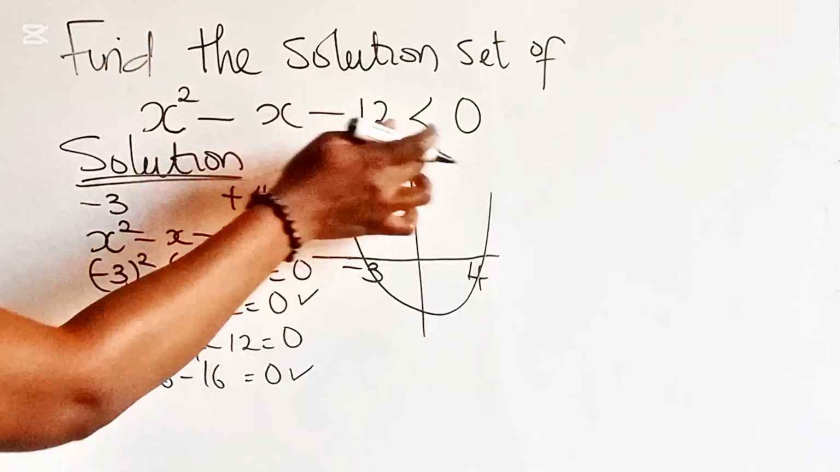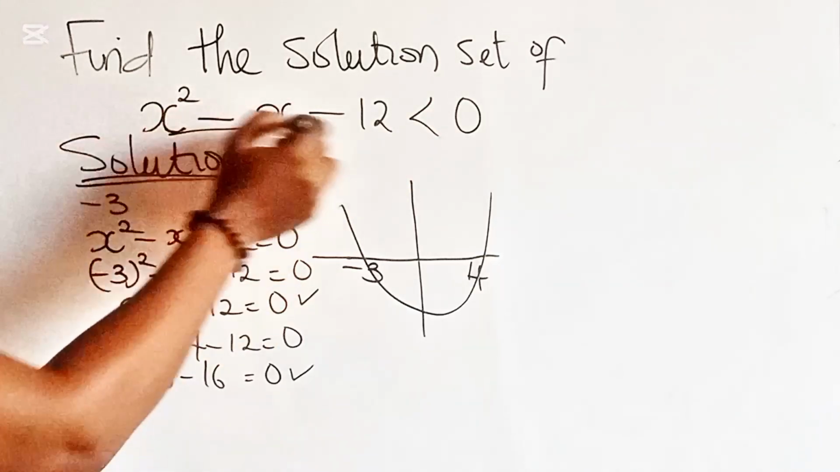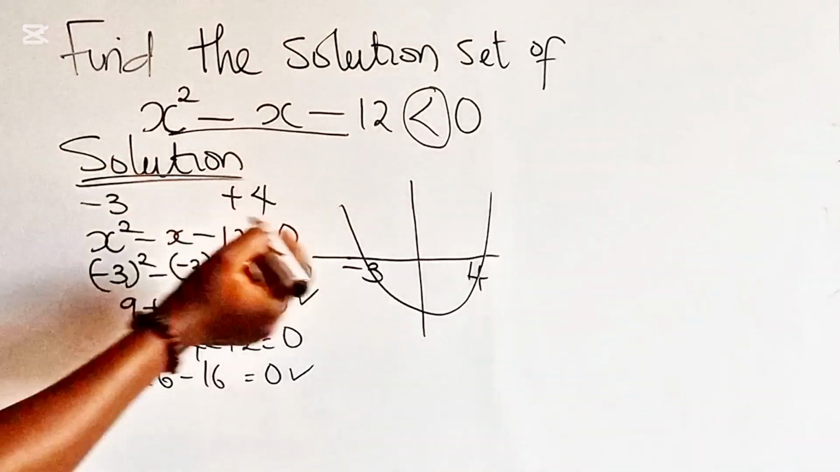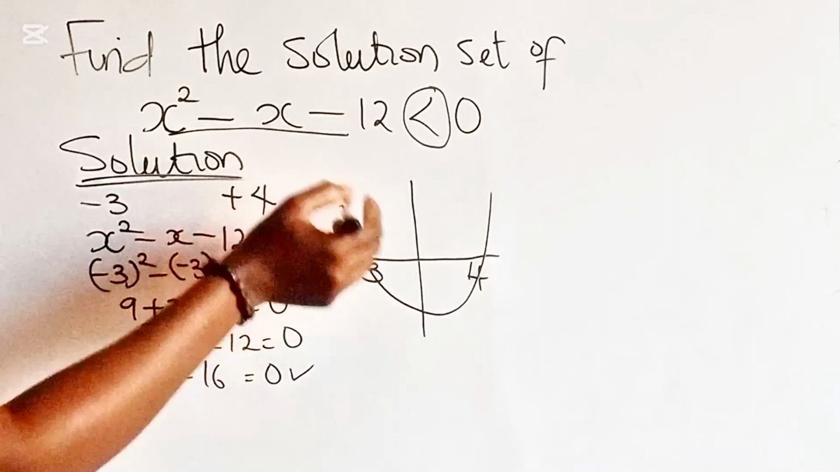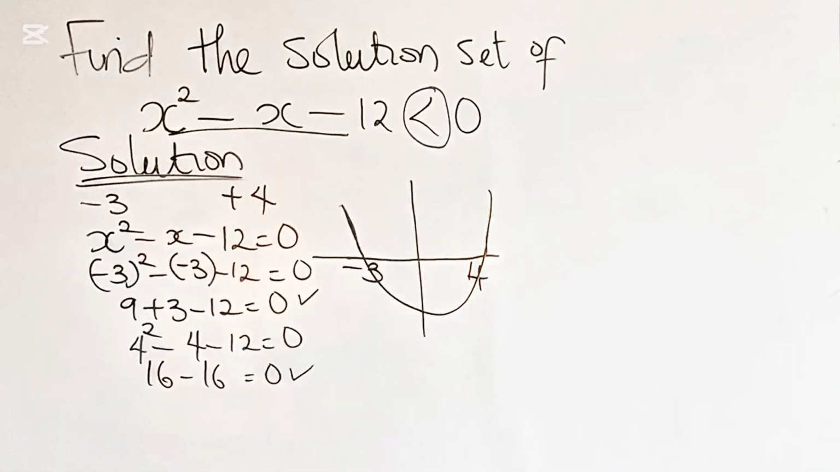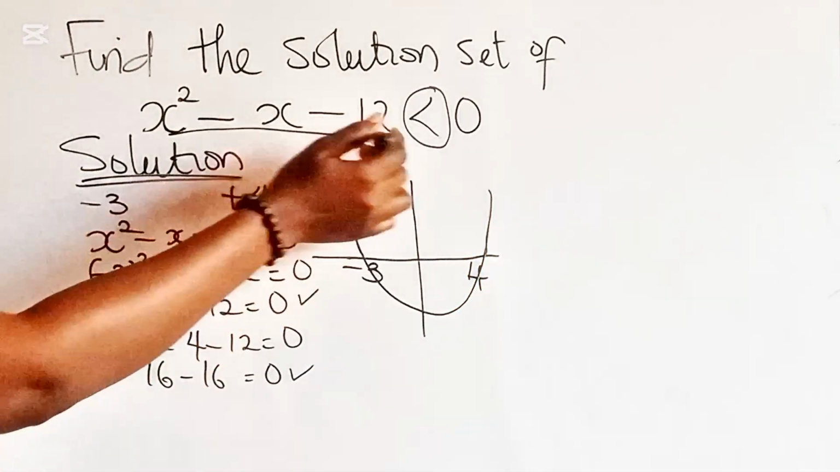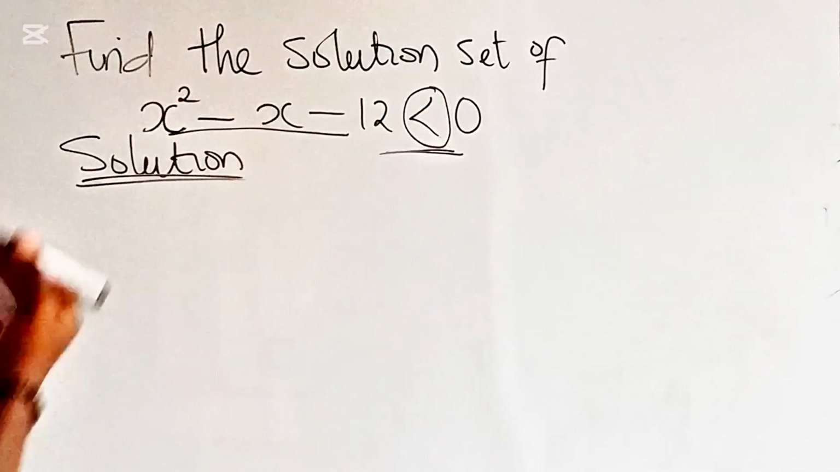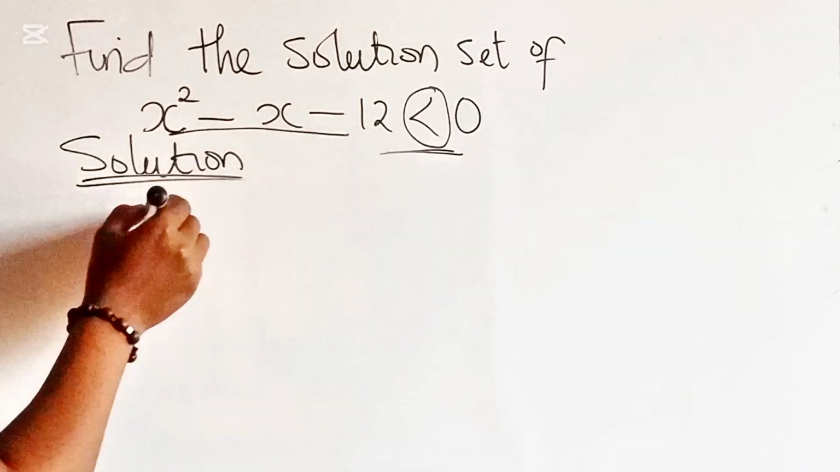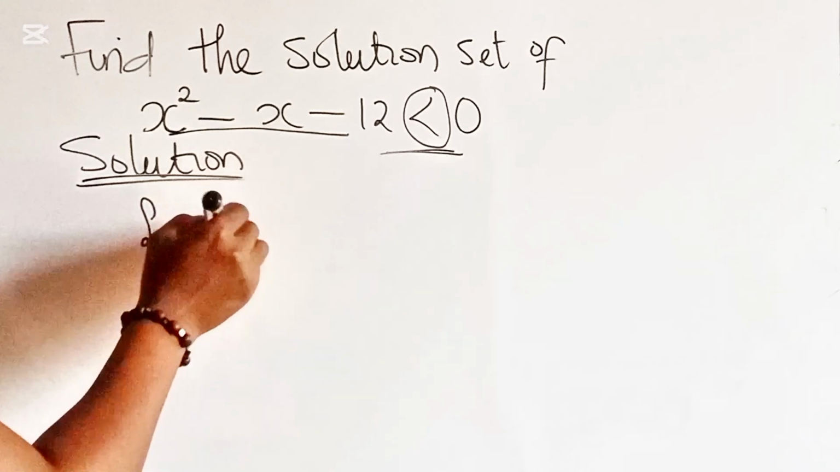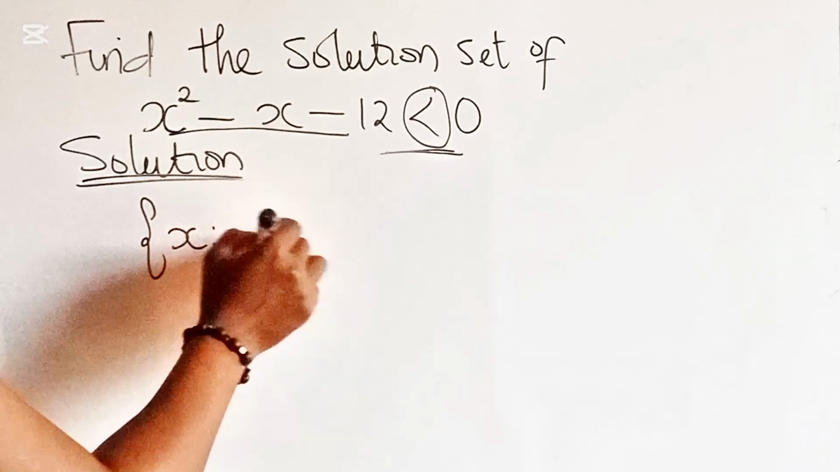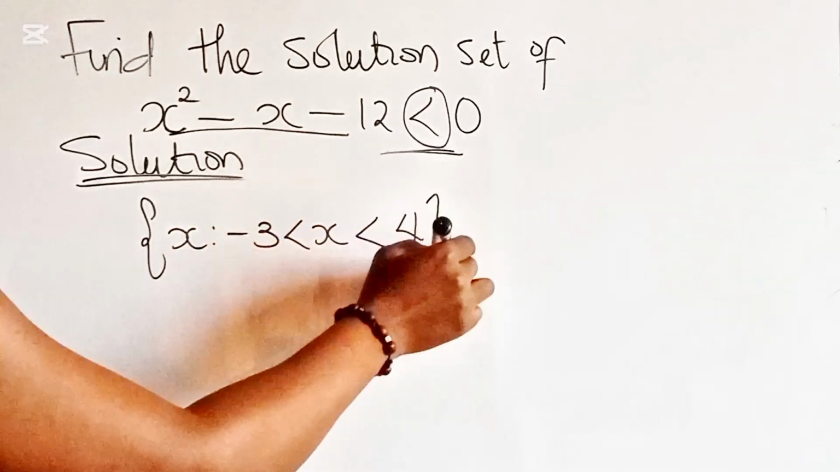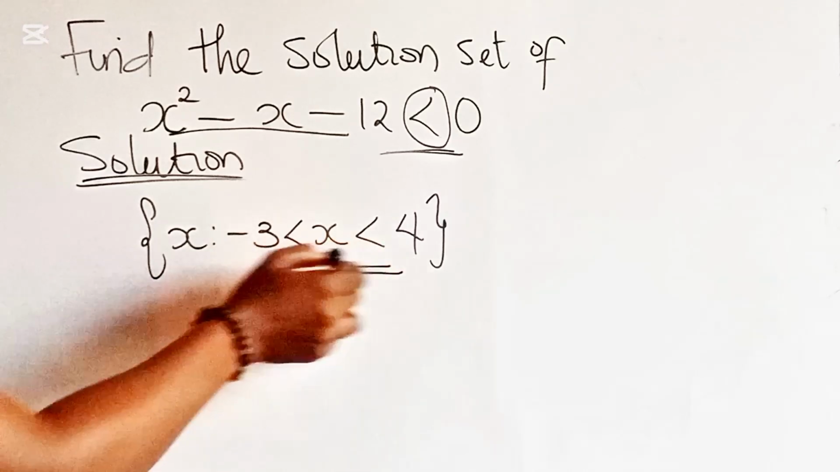But our original inequality says that this value here is less than 0. So that means we cannot consider these points above the x-axis, because if we do, we are not going to arrive at the values here less than 0. So therefore, the solution set for this inequality is such that x is, minus 3 is less than x and x is less than 4. And this is our answer.